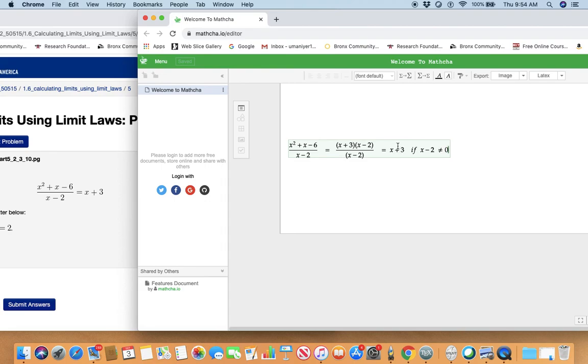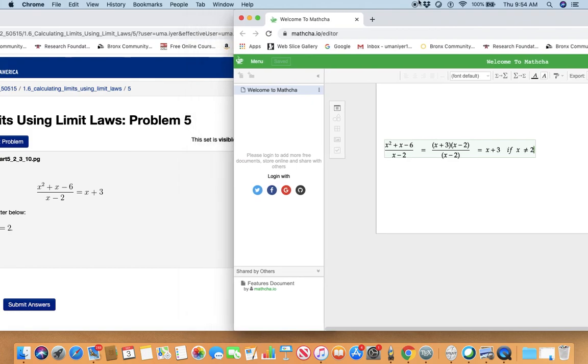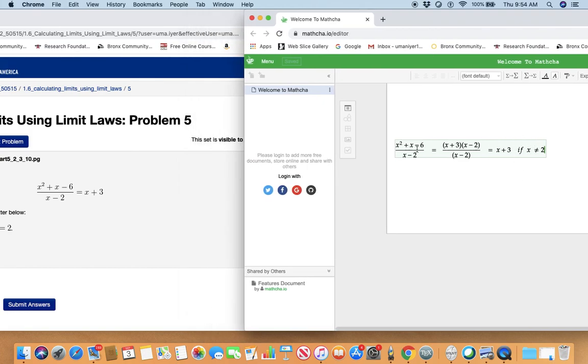So this expression is equal to this expression when x minus 2 is not 0, or in other words, when x is not 2. When x is not 2, x minus 2 is not 0, then you can cancel. So that's the only issue. This is not always equal to this. It is equal on those values of x where x is not 2.